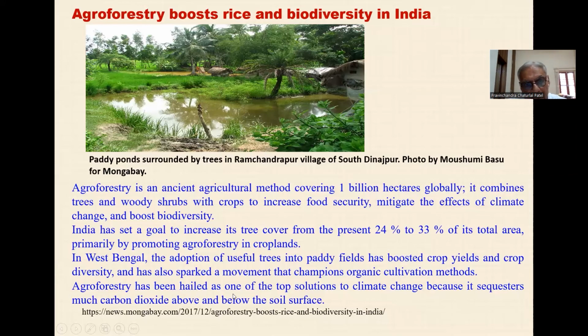Agroforestry has been hailed as one of the top solutions to climate change because it sequesters much carbon dioxide above and below the soil surface. So there is carbon sequestration. It stores organic carbon in soil. So we require less chemical fertilizer, and there will be mitigation of climate change.